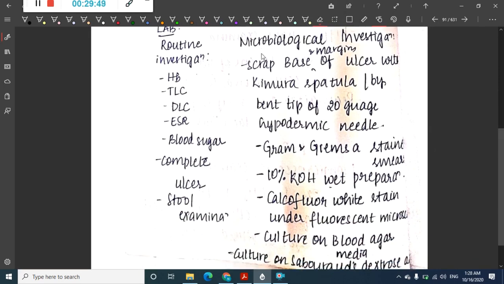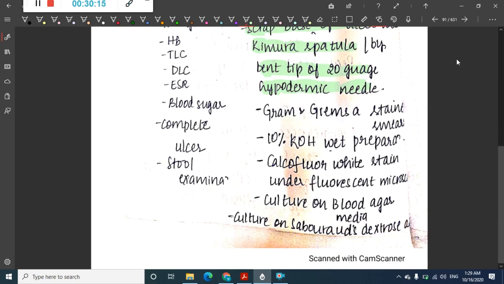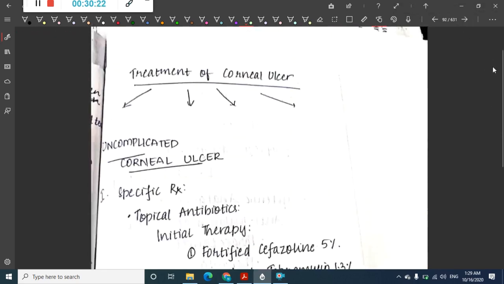Okay, in the microbiological investigation we can first scrape the base of the ulcer with a spatula called the Kimura spatula, or a bent tip 20 gauge hypodermic needle. With either of those, you can scrape the base of the ulcer and send it for Gram stain, KOH mount, calcofluor white stain, or culture on blood agar and culture on Sabouraud dextrose medium. So you can send it to any of these.